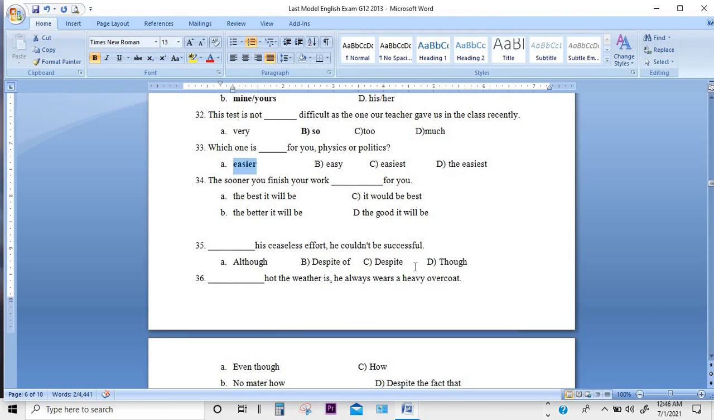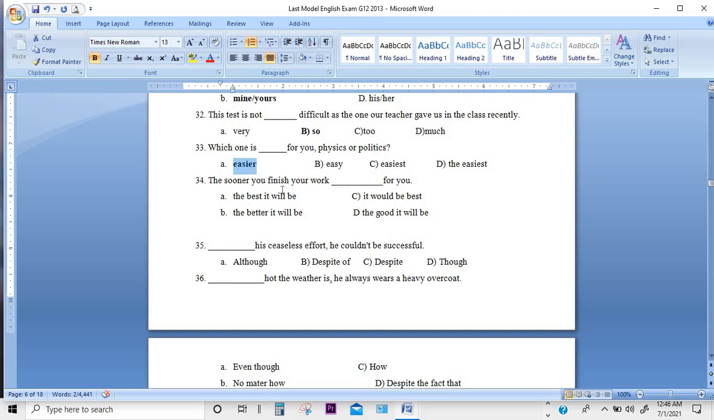Again this question is also from comparative, but what differs from questions 32 and 33 is that this one is what we call a parallel or double comparative. Parallel comparative repeats the same structure in the main clause and in the comparison clause. So: "the sooner you finish your work dash for you". The main clause "the sooner" is comparative, so the comparative clause must also be comparative, because the same structure repeats itself. We saw this last time in different questions. So it repeats.